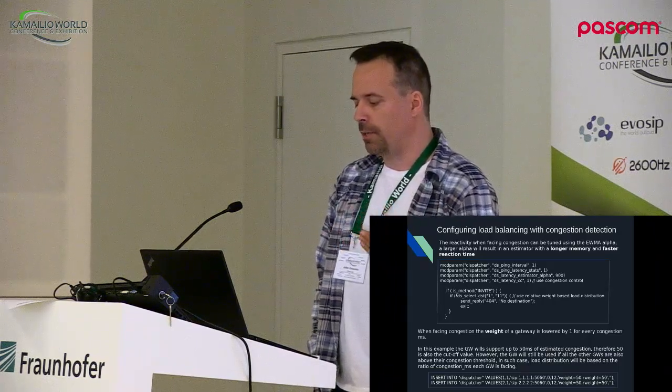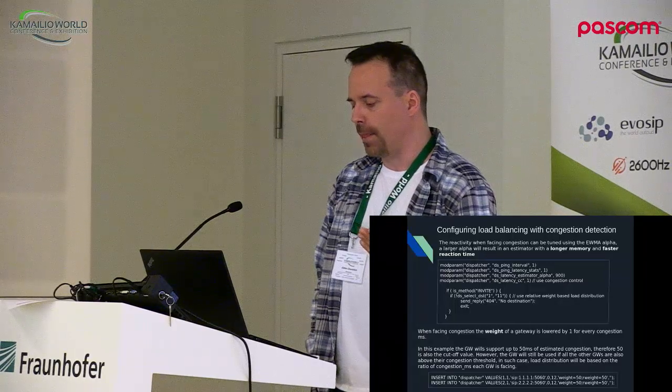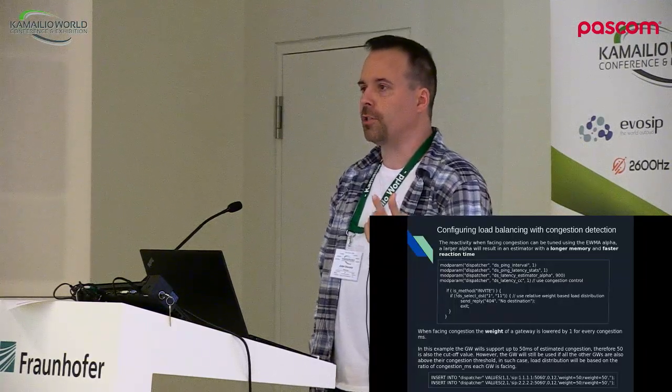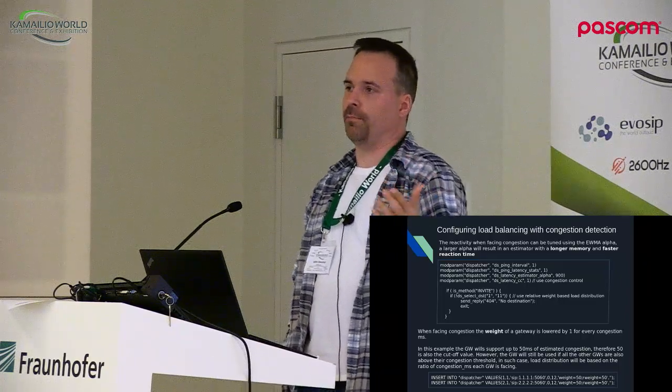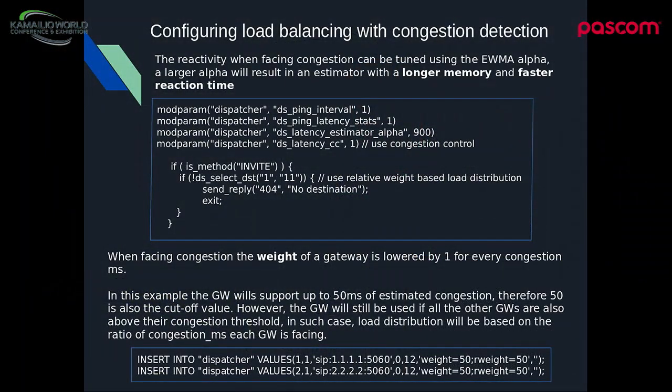So in fact, the weight will let you decide how much congestion you are willing to accept before you start moving the traffic away. So in this case, if there was 10 milliseconds of congestion estimated on one of these two gateways, it will go to 40 instead of 50, and then it will take, let's say, 30-something percent of the traffic. The weight will be redistributed amongst them.